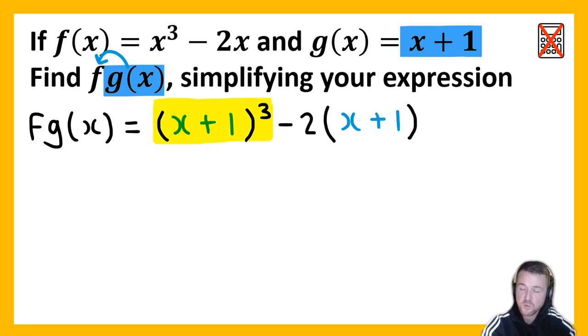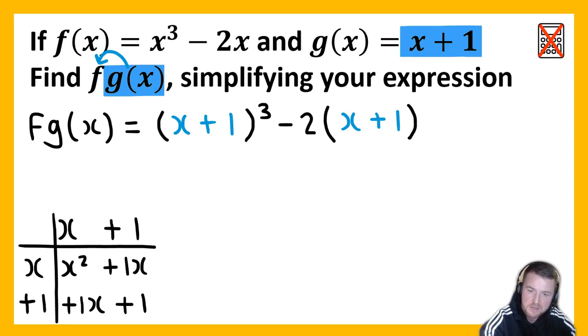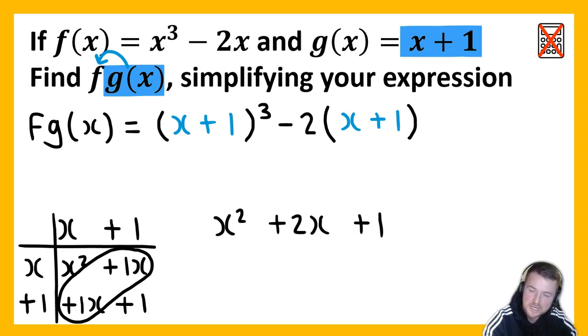X plus 1 cubed will give me triple brackets. If I just focus on expanding 2 of those brackets first, x plus 1 multiplied by x plus 1, I'll get x squared plus 1x plus 1x plus 1. And simplifying by collecting like terms will give me x squared plus 2x plus 1.